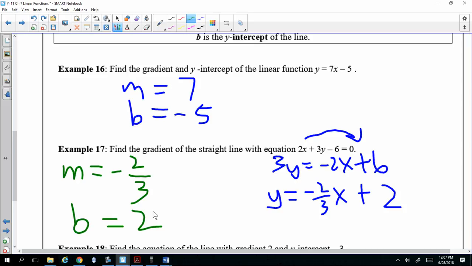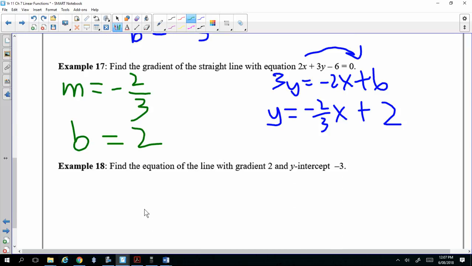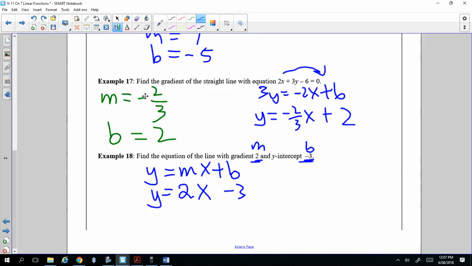Find the equation of the line with the gradient 2 and the y-intercept -3. So to do that, that's pretty easy. Write down the formula. That's your gradient. That's your y-intercept. So you got -3. So your answer is this. Does that make sense? Pretty easy. Gradient, and the y-intercept. Any question? Very straightforward.